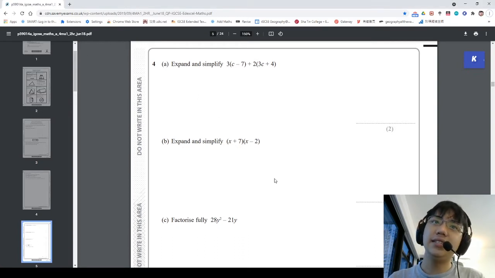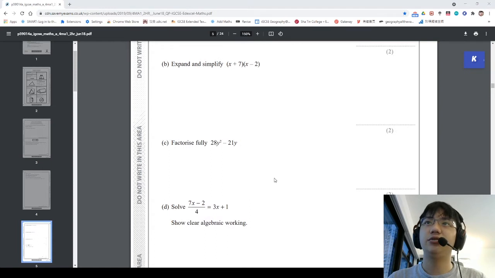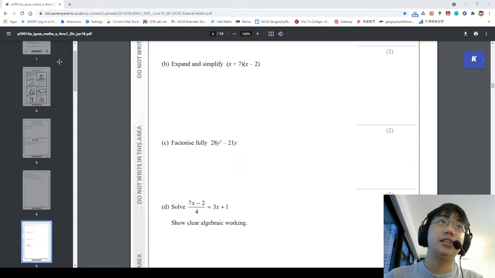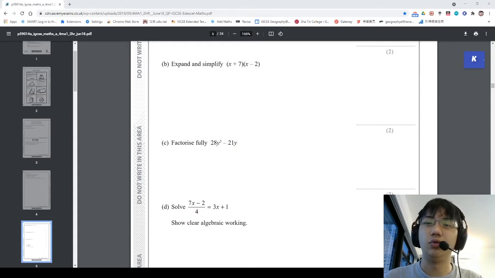Part C asks us to factorize fully 28y squared minus 21y. And part D asks us to solve 7x minus 2 over 4 equals 3x plus 1 using algebra.